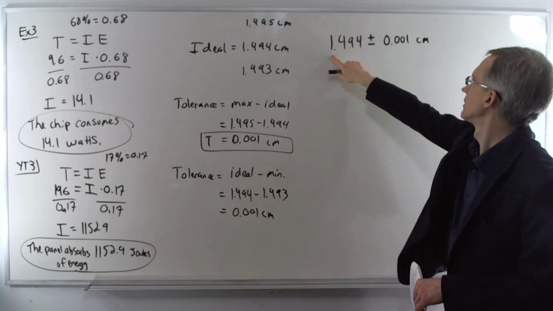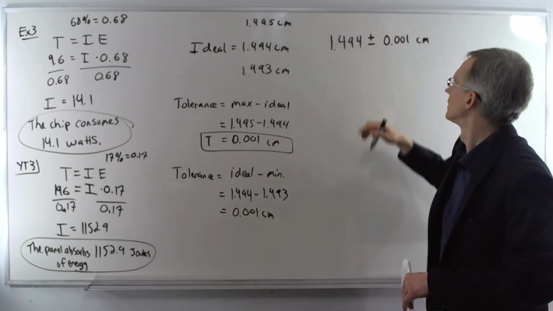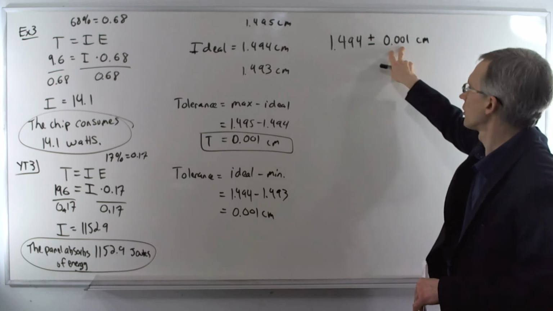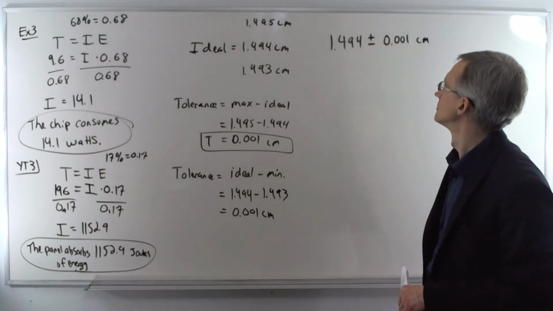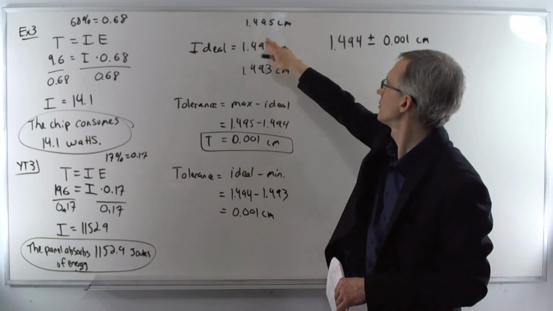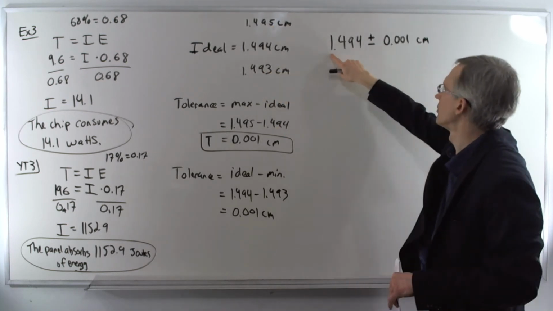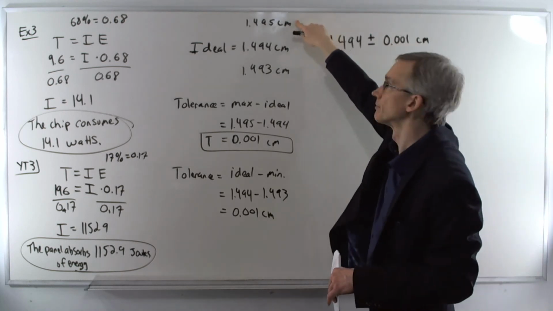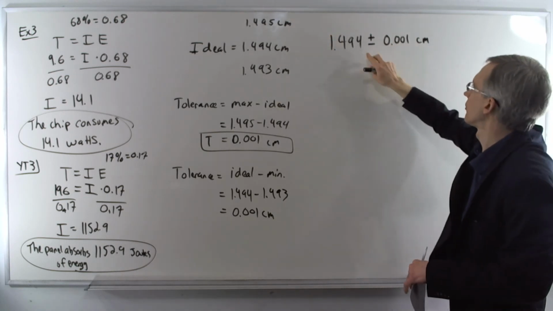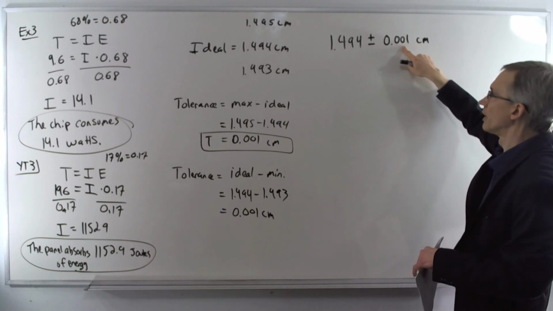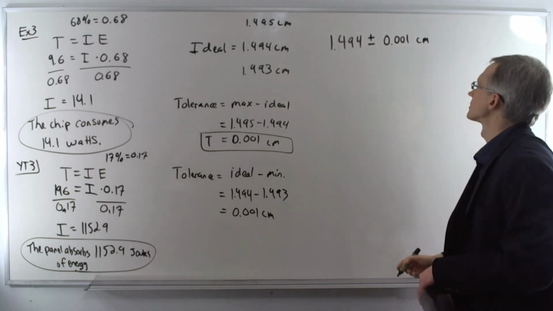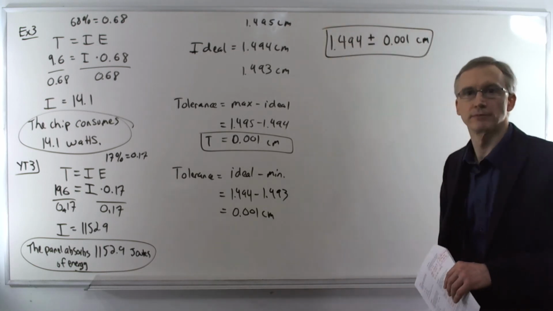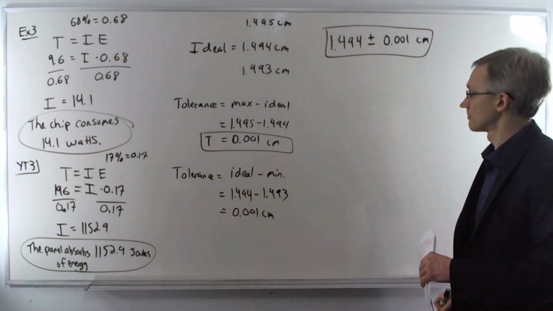So this represents the maximum and minimum values. This is just another way of writing 1.493 and 1.495, because if we take 1.494 and add 0.001, we get the maximum. And if we take 1.494 and subtract 0.001, we get the minimum. So that's one way of writing just the range of acceptable values. But we can also write this as a percent.